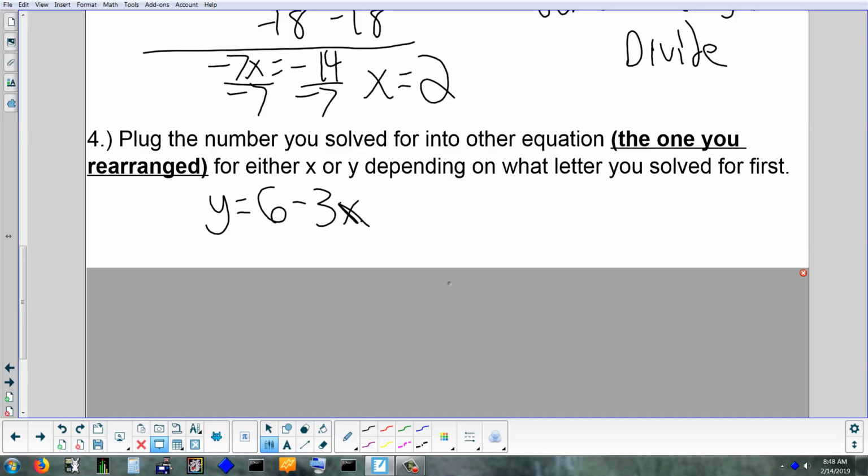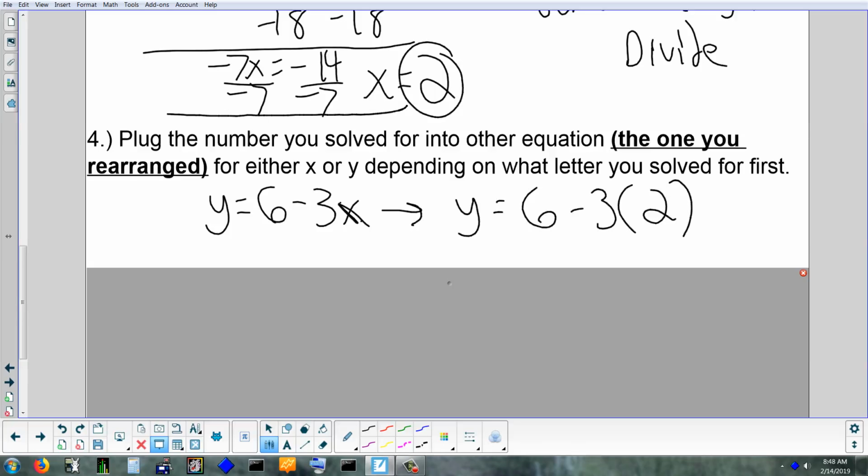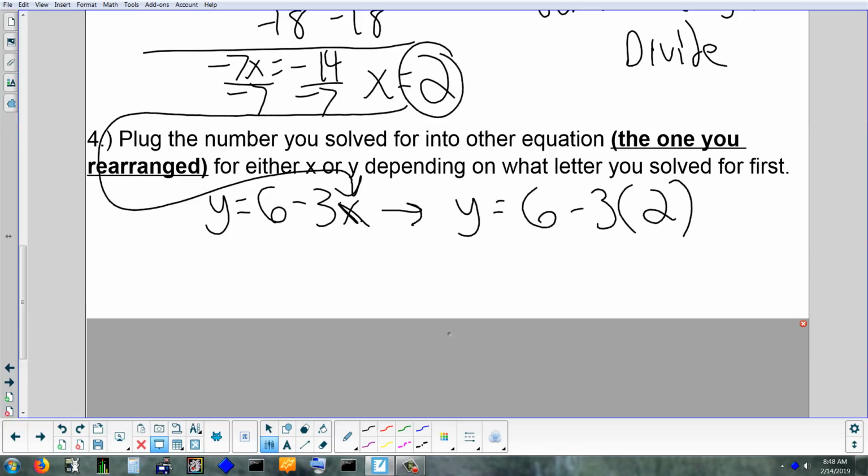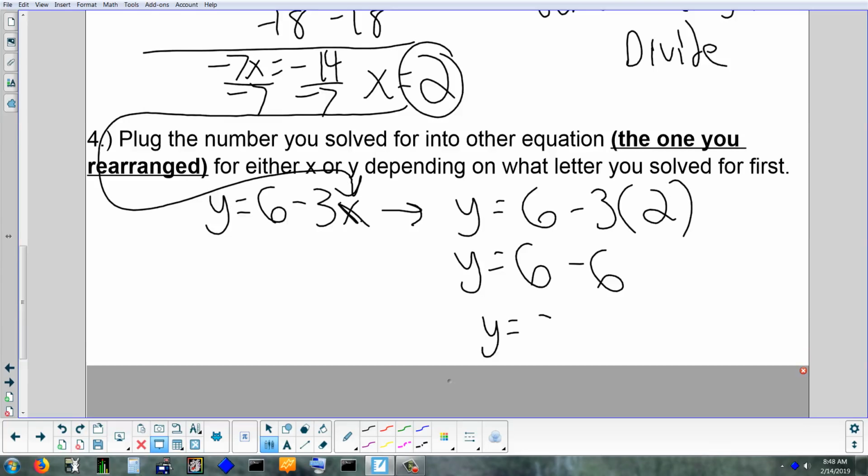So my equation is going to read like what? Y equals 6 minus 3 times parentheses 2. I'm just taking this and plugging in for X. Y equals 6. What's negative 3 times 2? Ellie? Negative 6. Then 6 minus 6 is 0. Alright?